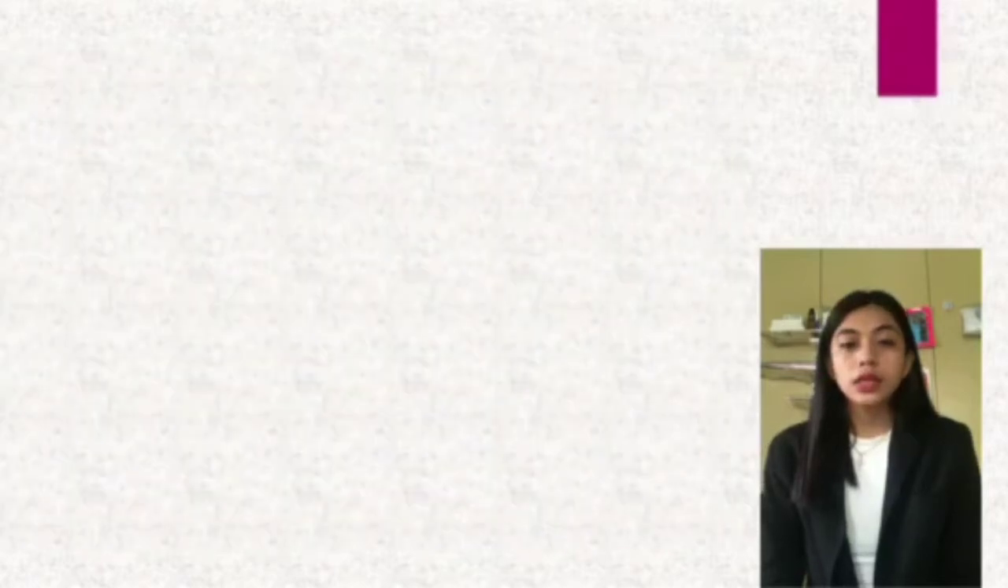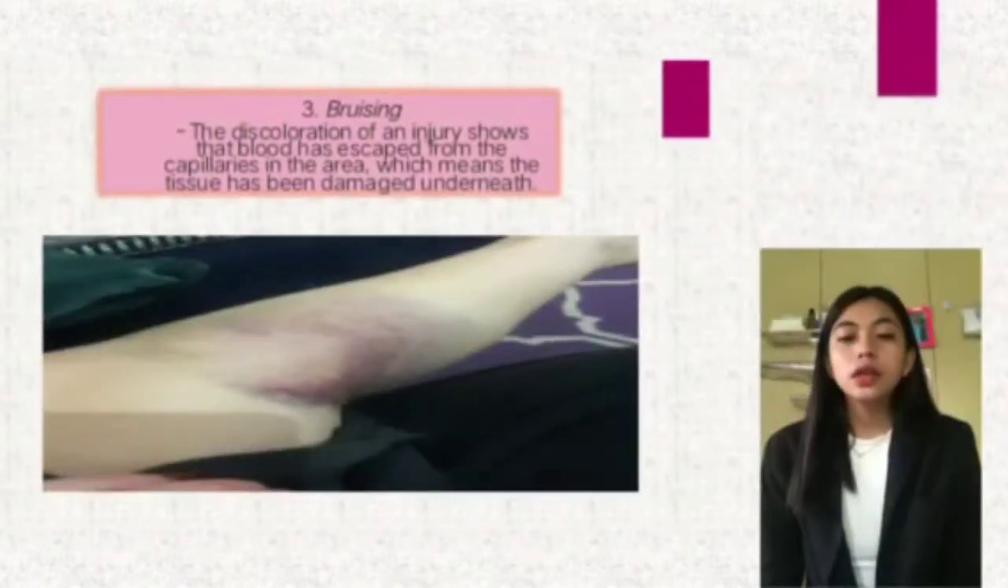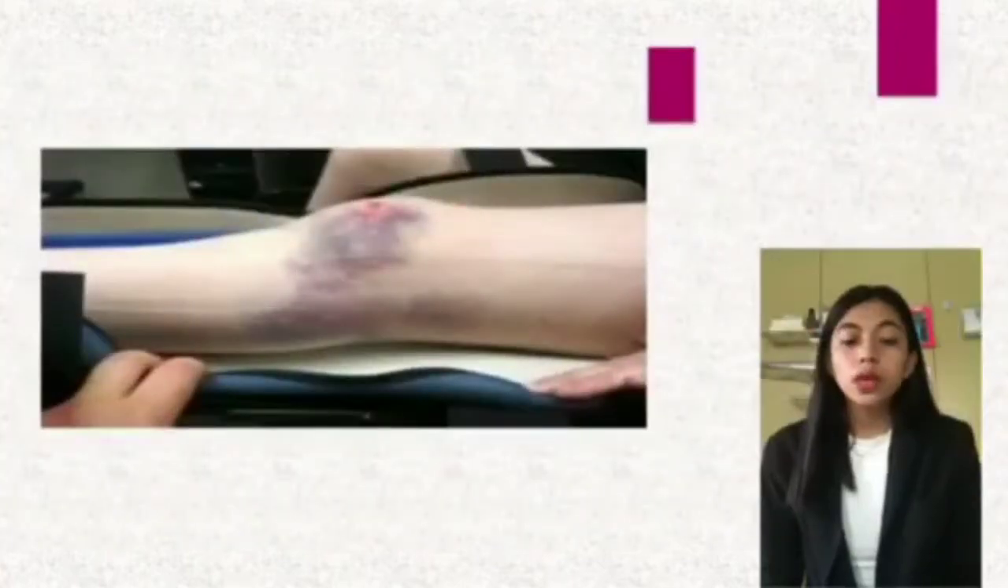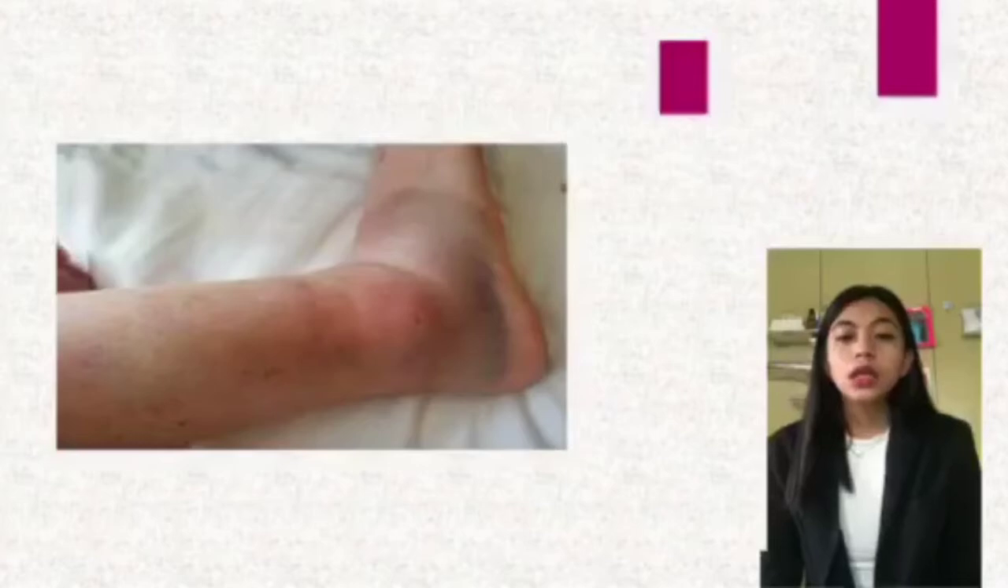The third is bruising. The discoloration of an injury shows that blood has escaped from the capillaries in the area, which means the tissue has been damaged underneath, including blood leaking from the broken bone.